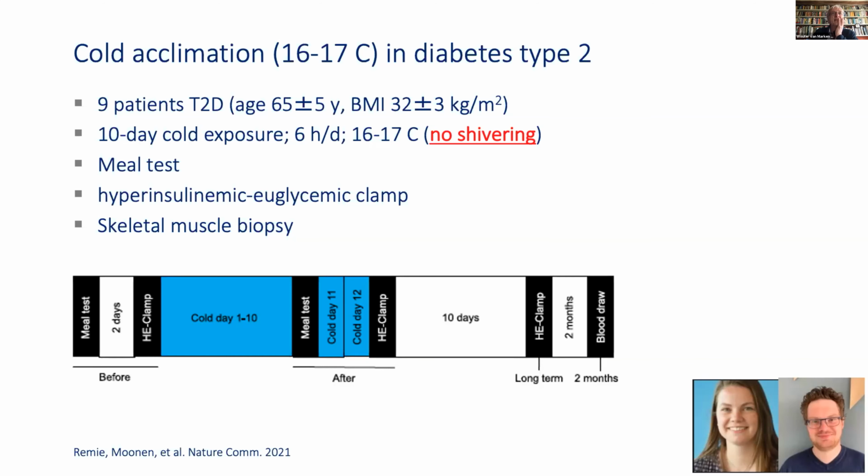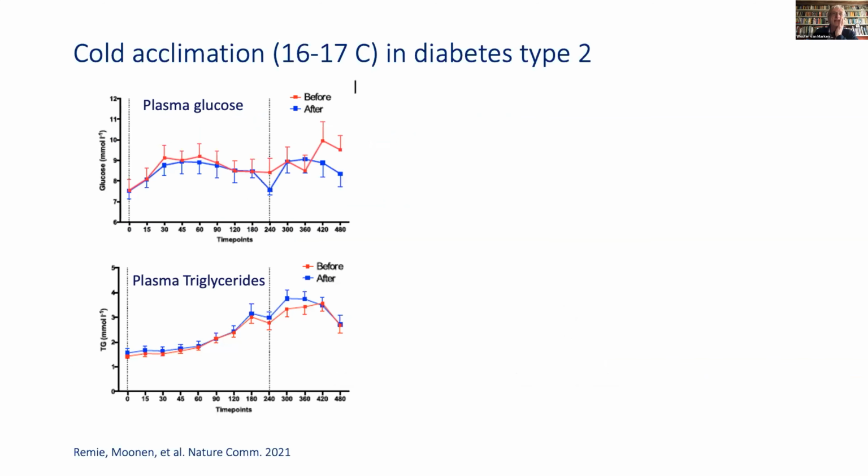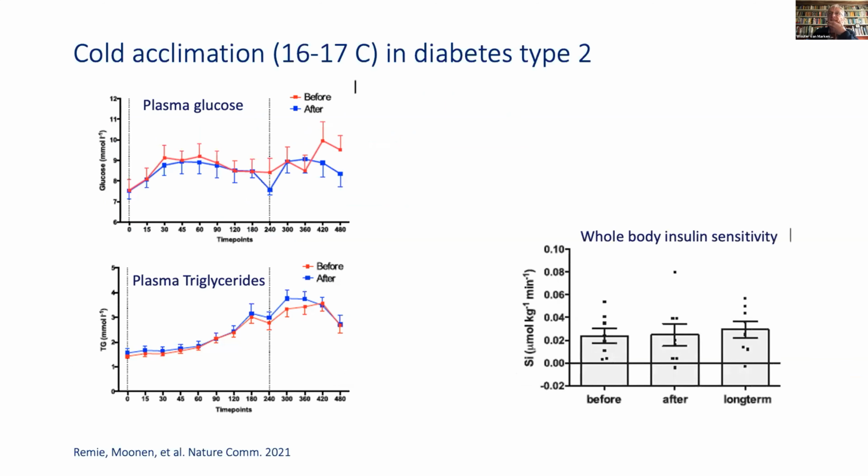But as you can see here, during the meal tests, we see no difference in plasma glucose. We see no difference in triglycerides, although we had expected, after cold acclimation, to have maybe lower plasma triglycerides as well. And if we go to the insulin sensitivity, which is on the right graph here, we see there's no significant improvement in insulin sensitivity, not immediately after the cold acclimation, and also not in the long term.